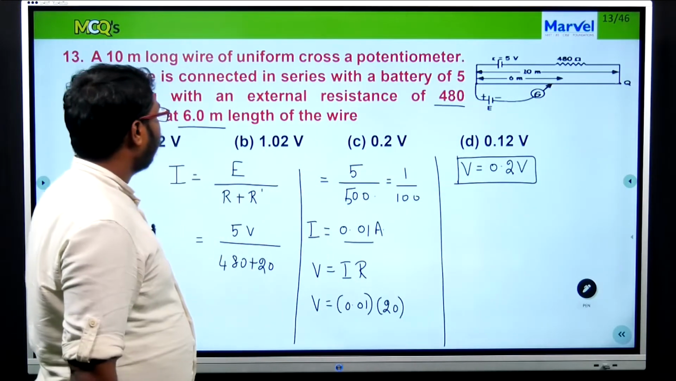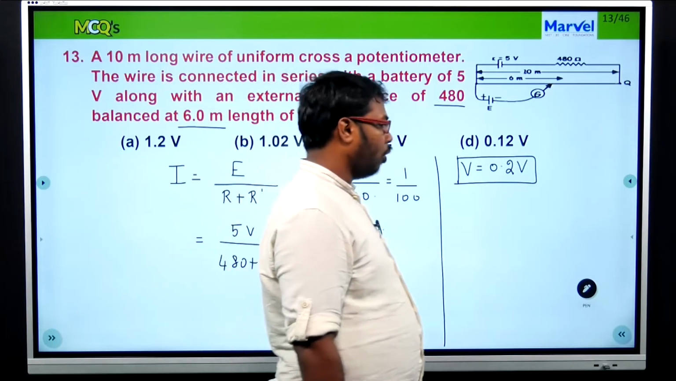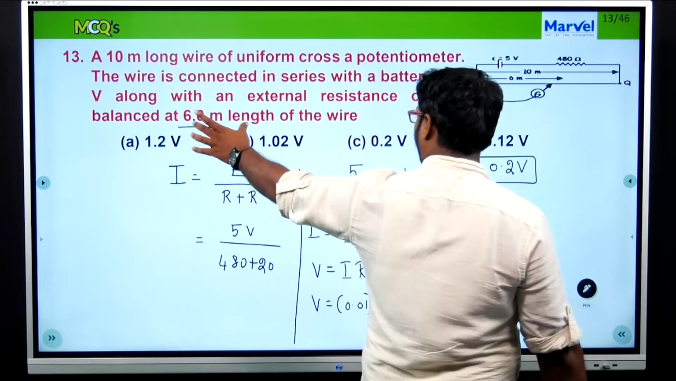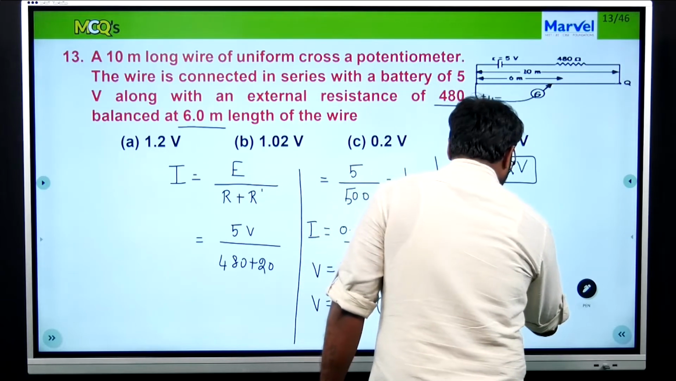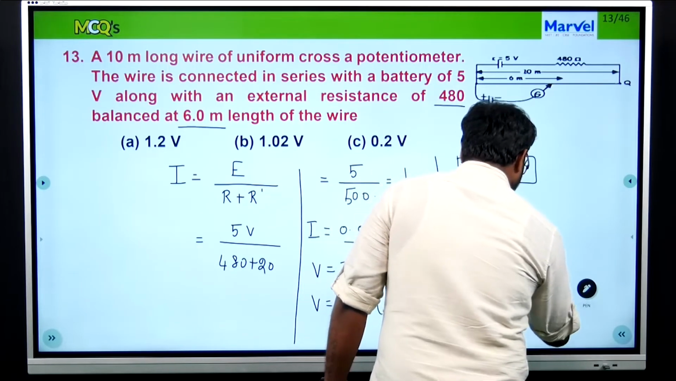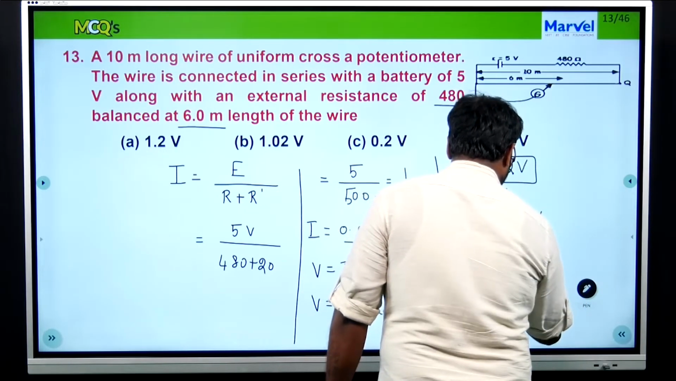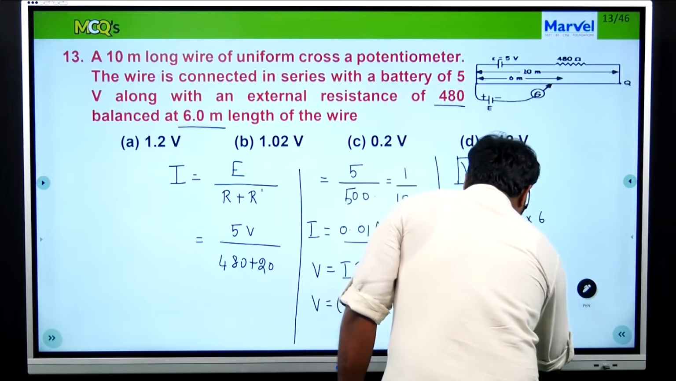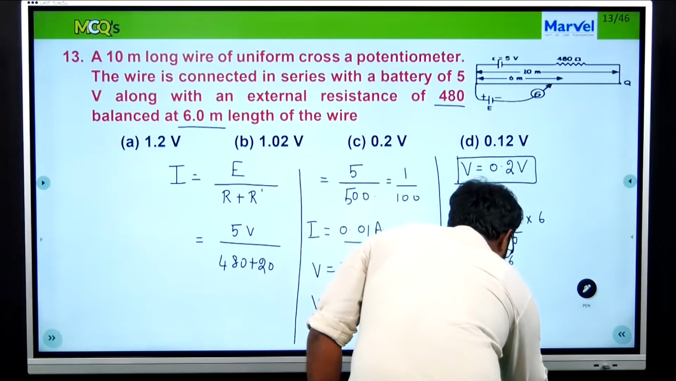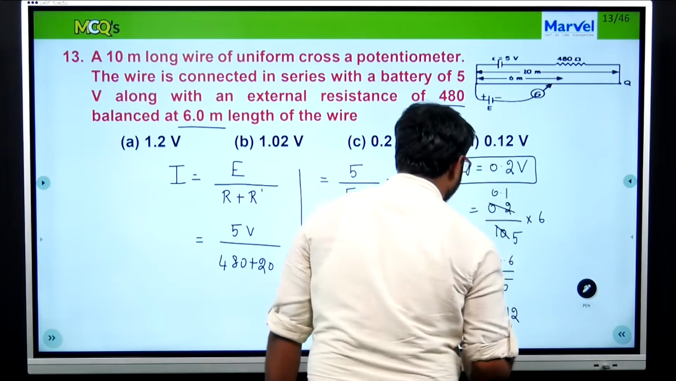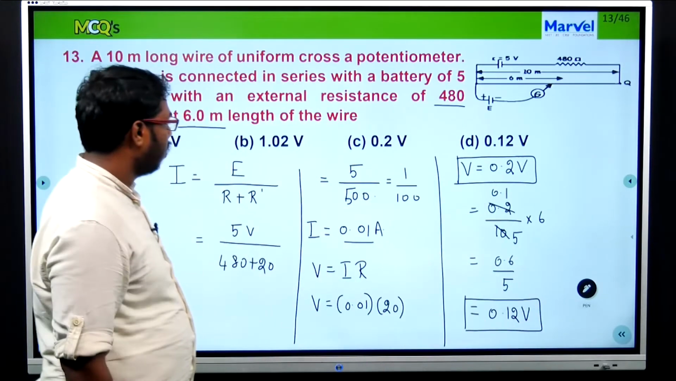It is 0.2 volt. Then if it is 0.2 volt for 10 meters, then how much will it be for 6 meters? Listen, what I will do is 0.2 by 10 into 6, which is equal to 0.6 by 5, which is equal to 0.12 volt. 0.12 volt it is. Clear?